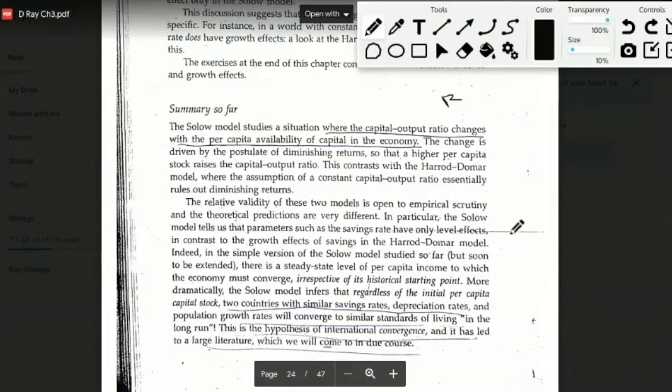So if they have the same K star, then we can expect that eventually all these economies will converge at the same point, and this is called the hypothesis of international convergence, which we will also discuss in detail with the empirical data. But this is one very important highlight of the Solow model, which believes in convergence of economies which look different from each other but fundamentally share the same parameter values, parameters that affect the calculation of steady state stock of capital in the Solow model, such as the savings rate, population growth rate, and the depreciation rate.